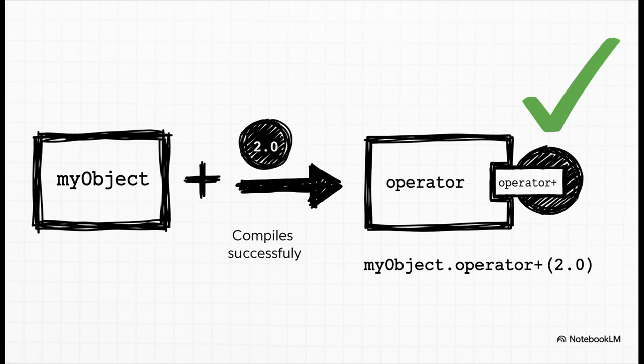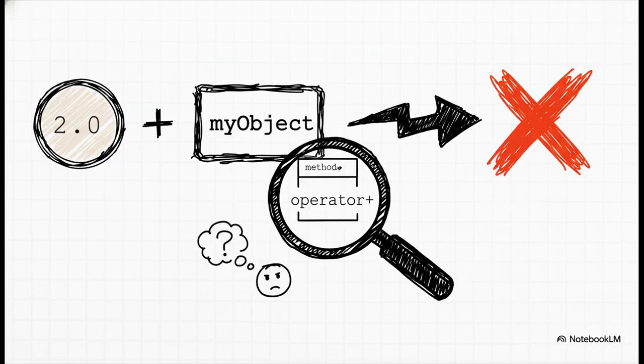All right, check this out. Let's imagine our custom object can be added to a double. This line of code, myObject + 2.0, it compiles perfectly. The compiler sees myObject on the left, translates it into a member function call, myObject.operator+(2.0), and everything's happy. So far, so good. But what happens if we just flip them around? 2.0 + myObject. And bam, compiler error.